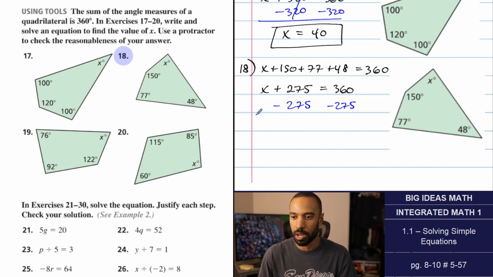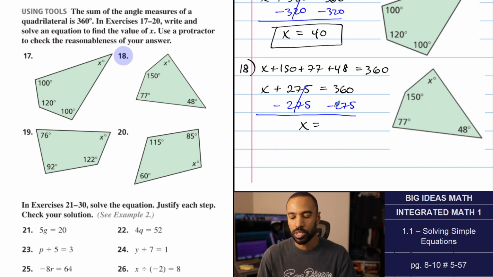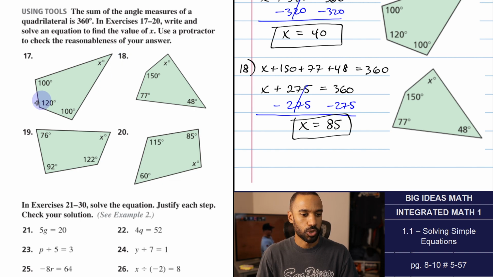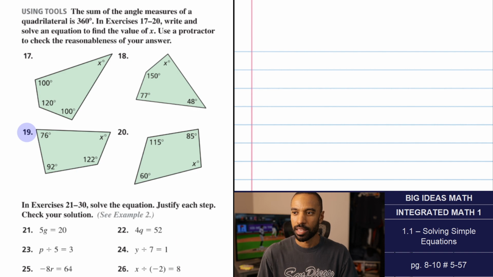So hopefully I can speed up on the last 2 problems a little bit more, as long as we can do the math right there. 360 minus 275 is 85. So x will equal 85. It's an answer that I believe. Look at me, I'm the protractor now. Okay. All right, numbers 19 and 20, more of the same. They add to 360. We will combine them and then solve for x.